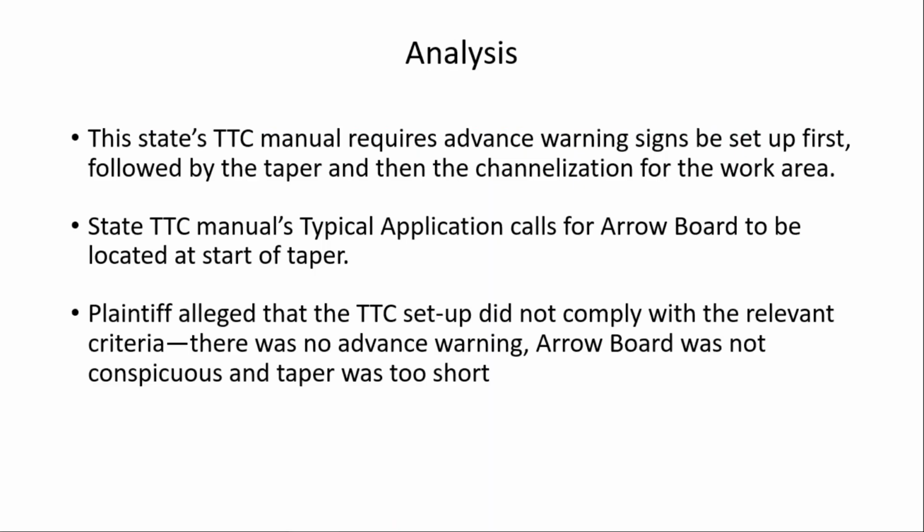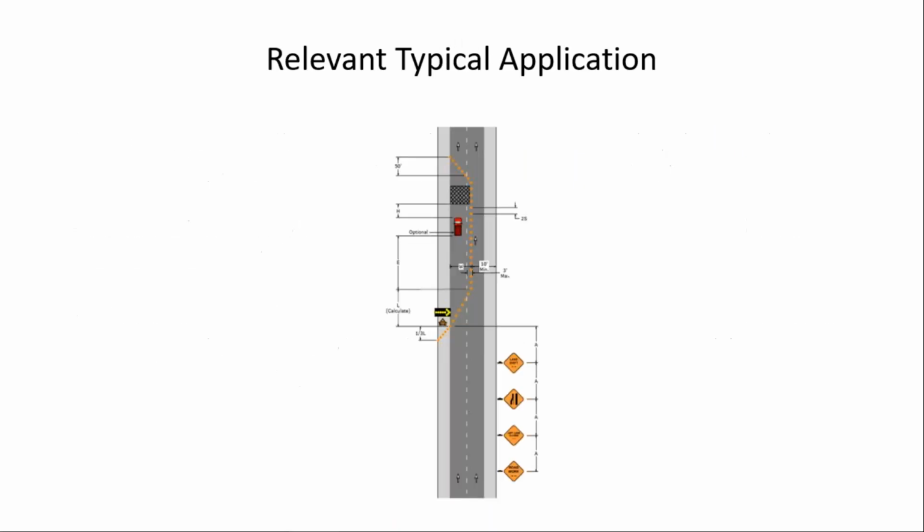And the plaintiff, this was going to be one of their trial exhibits. This is the typical application from this state's temporary traffic control manual, which is based on the MUTCD. But notice, I think you can see the taper here for the lane closure, and notice the arrow board is at the start of the taper, whereas what actually happened in this case was the arrow board was here at the end of the taper. And these advanced warning signs had not yet been installed.